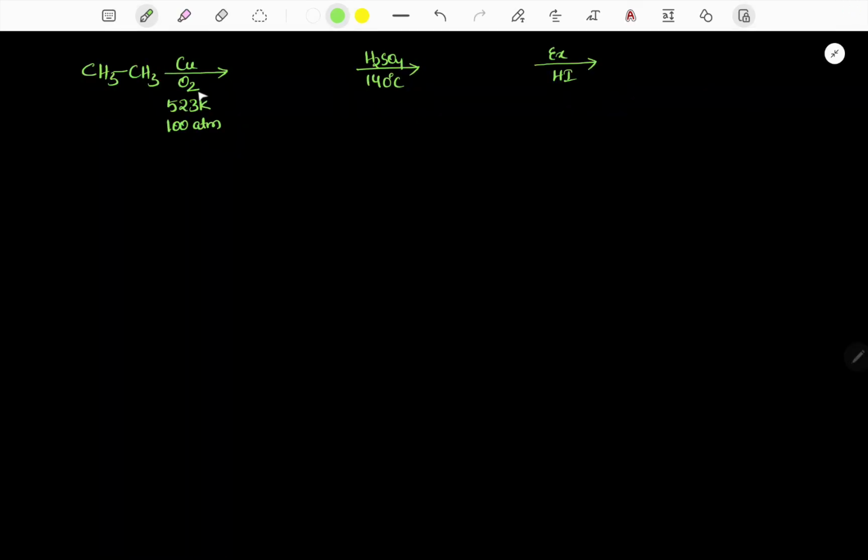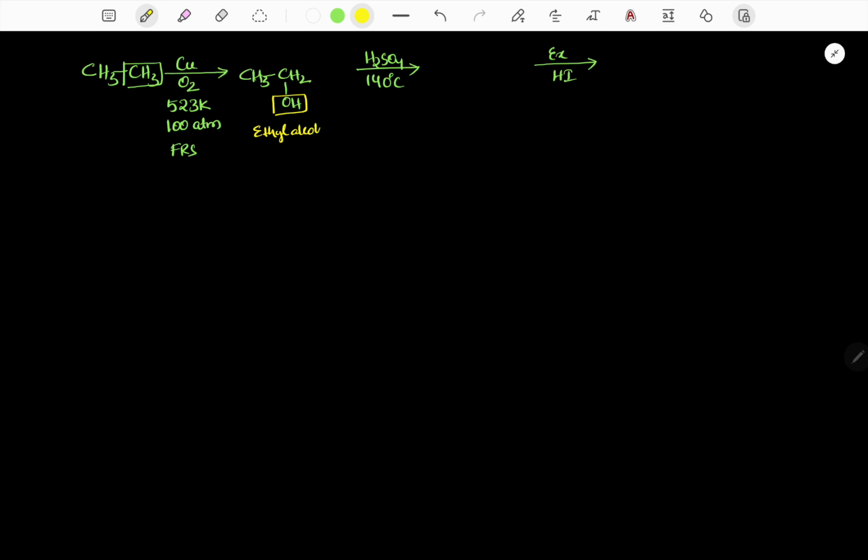Alkane treated with copper and O2, 523 Kelvin and 100 atm. So this reaction is free radical substitution. In this reaction, the carbon undergoes free radical substitution and finally we get CH3CH2OH. So from the NCERT point of view, this reaction from alkanes is a free radical substitution. Now it is ethyl alcohol.